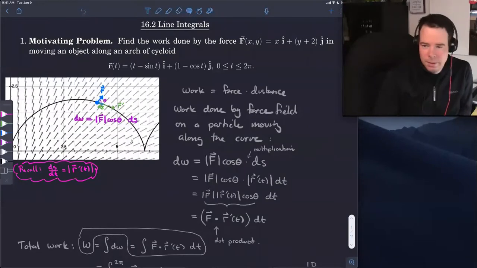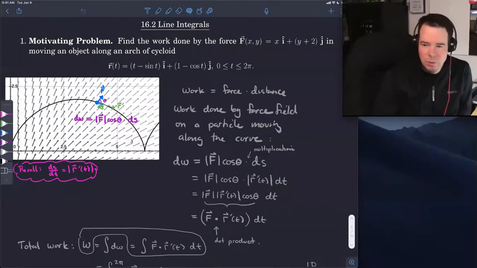So work is given by force times distance, but in this case, the force is changing as we move along the path. Not only is the force changing, it's also given by a different direction than the distance we're traveling or the direction we're traveling in. So we have to take that into account.